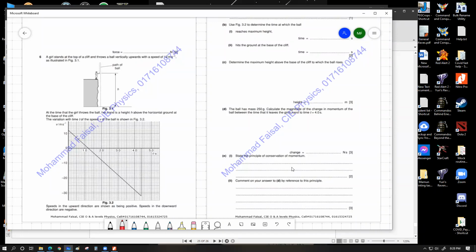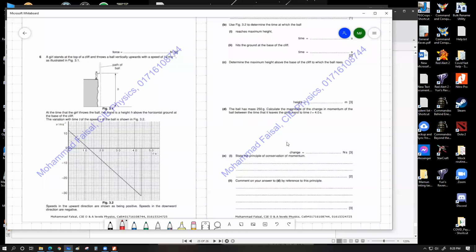এবার আমাদের কোশ্চেন বলছে state the principle of conservation of momentum. You just say that principle properly. You have 2 marks over here, 1 mark for mentioning the precondition, the second mark for the actual description of the rule. Number 2 is important. Number 2 says comment on your answer to D by reference to this principle. Now you are asked to make comment and there are 3 marks to it. How could you possibly score full 3 marks for a comment like this? Now try to understand this thing.